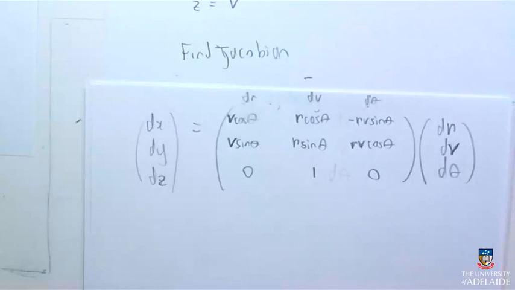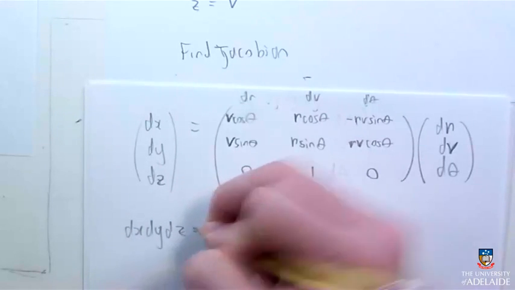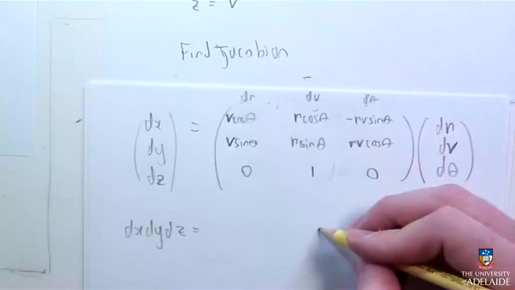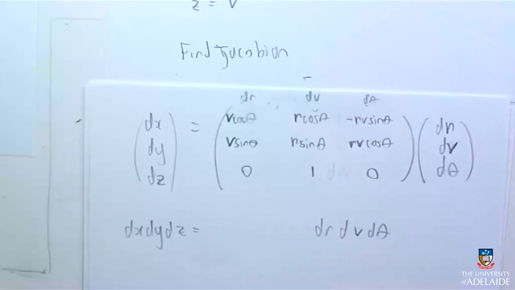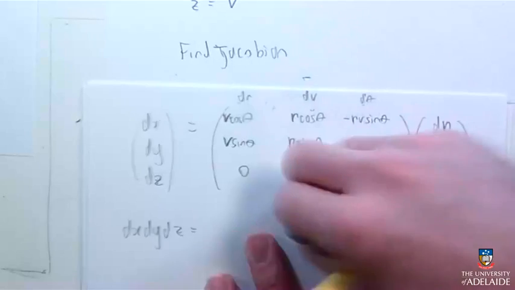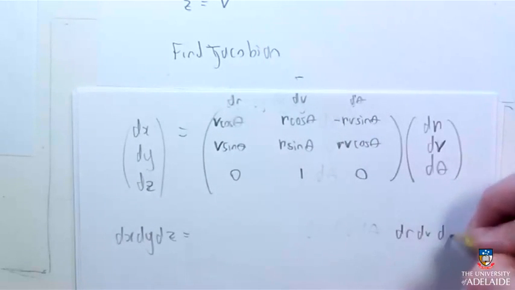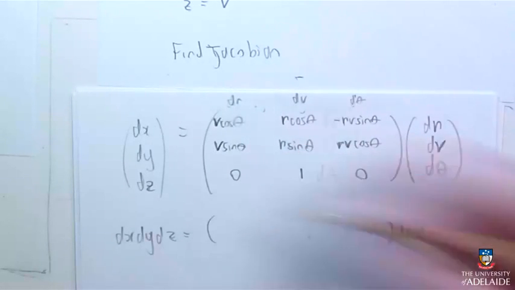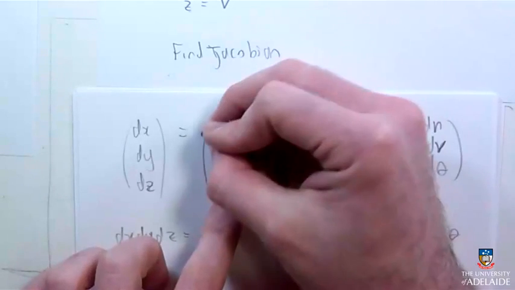So at this point, I know what I'm going to need to do is the determinant of this matrix. So I know that dx, dy, dz is going to be the determinant of this matrix times dr, dv, d theta. I'll probably need more space to do that determinant. However, I do have a row with lots of zeros in it, so I will expand the determinant along that row. So let's see, we have plus, minus, plus.